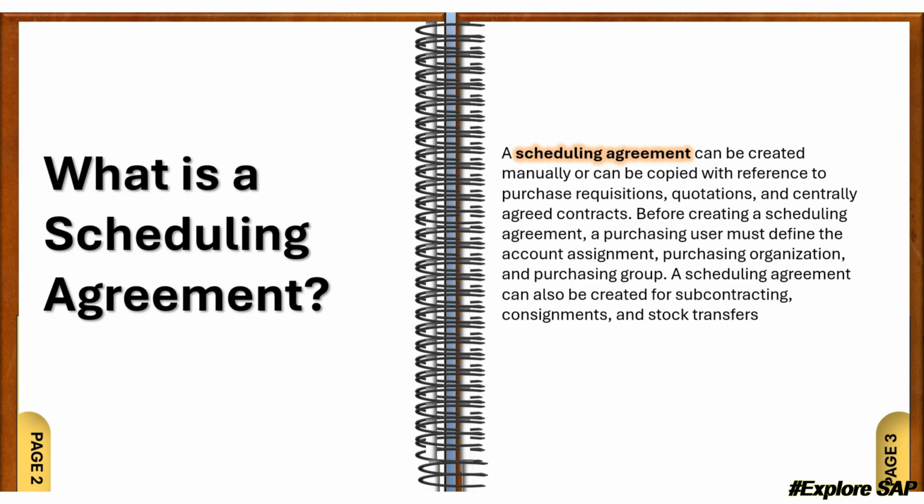Let me give you an example. Imagine a manufacturing company that requires a steady supply of raw materials. Instead of creating multiple purchase orders, they use a scheduling agreement to ensure timely deliveries, reducing administrative effort and optimizing inventory levels.